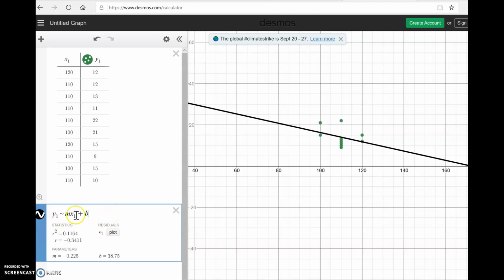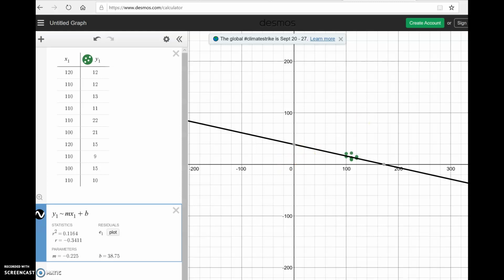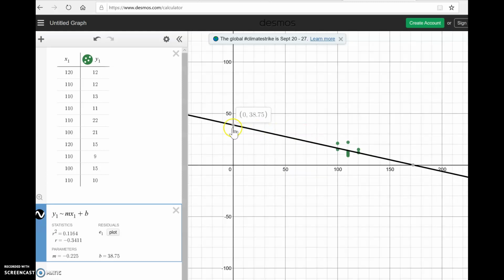So once I have this, which asks Desmos to do an approximation for a best fit line between those data, we have these lines, and then we have our statistic information, which is the r squared and then the r. Those are our correlation coefficients, and then this gray dot is our y-intercept, which has x value 0, y 38.75.